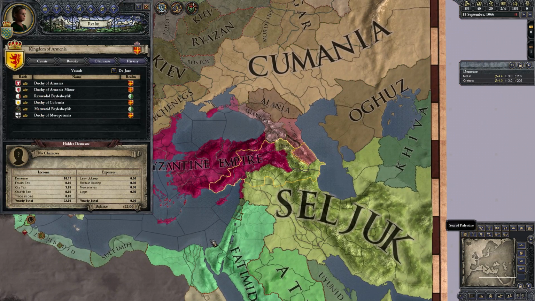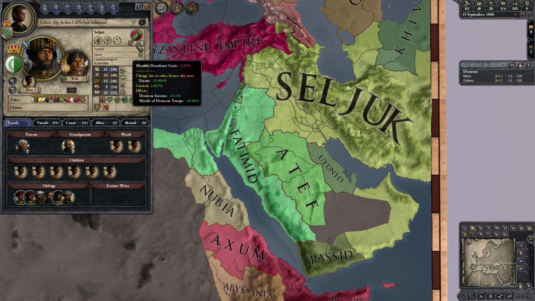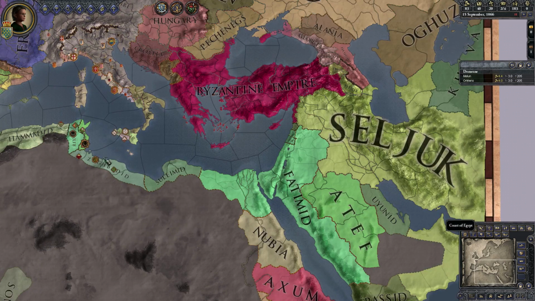Another type of Casus Belli, or type of war that you'll see, is the Decadence Invasion. This is where if a character in a Muslim realm ends up at 100% decadence, it's a simulated invasion where this huge army shows up and will take over all or part of the empire.